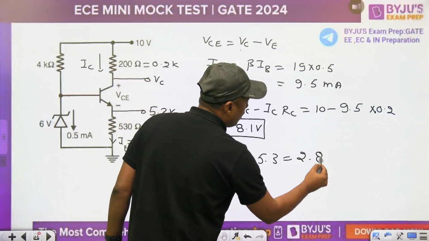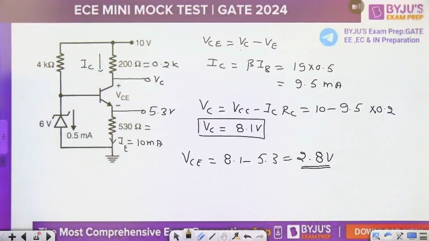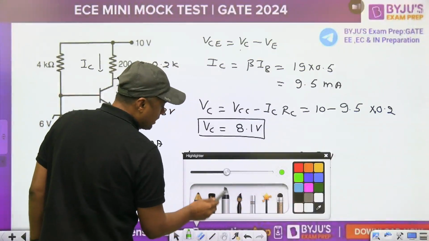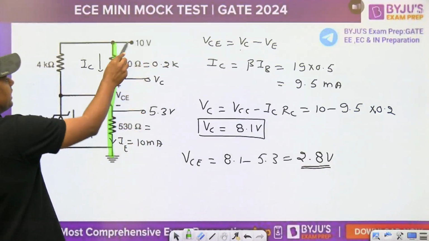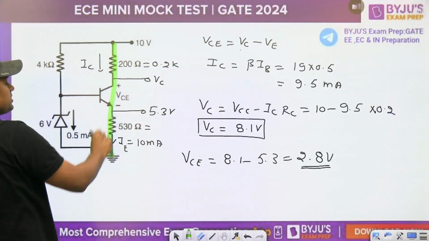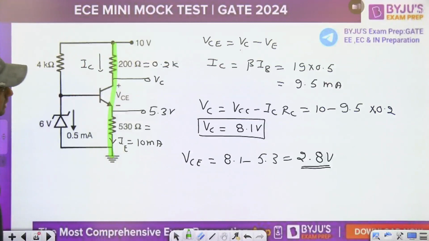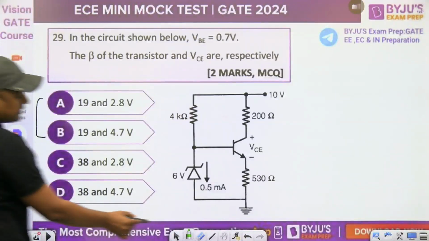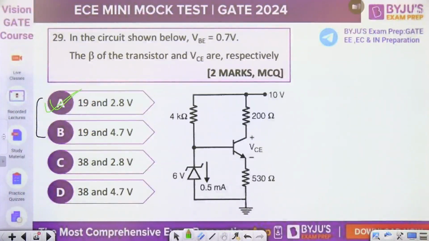And that is greater than the saturation voltage, and that's why it is in the active region. So 2.8 volt is the VCE. You can also apply the KVL from this point to this point. Directly, 10 is equal to IC into 0.2 plus VCE plus 0.53 into IE. Again you will get the same answer. That is two ways to solve for VCE, and the answer for this question is 2.8 volt. Which is the correct answer? A is the correct answer for this question.